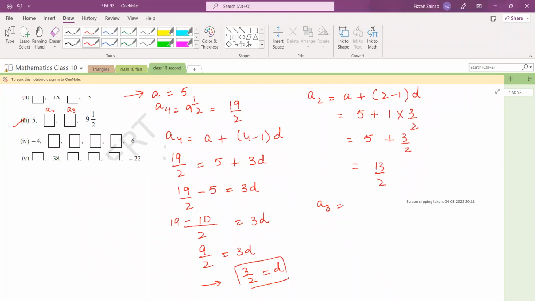Fourth part is also the same. For a is already given, use the last term to find d and then find all the terms, okay? Done, ma'am. Okay, so fourth part you can do. Now come to fourth question.